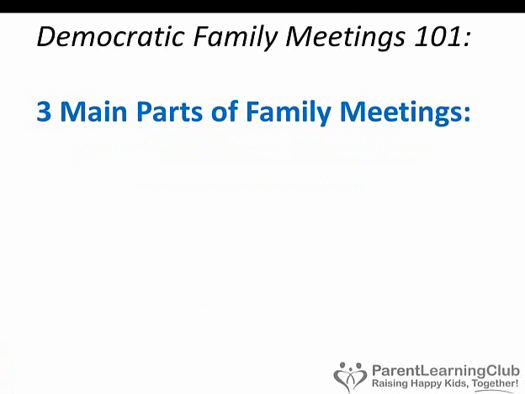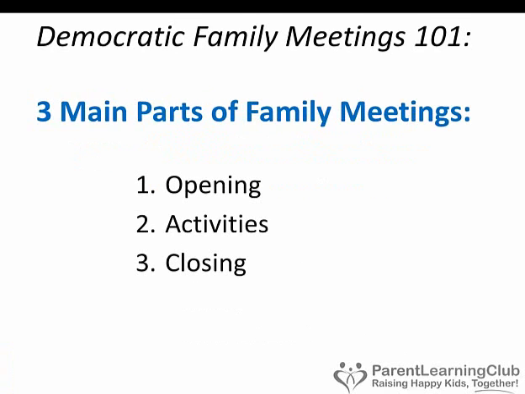So there are 3 main parts to setting up successful democratic family meetings. The first is the opening, then we have the activities, which is the main period. The most time is spent in the second stage, and then the closing. The idea is we want to make these family meetings almost like a ritual. Beyond this opening, the middle part and the closing, and just focusing on connection as the primary goal, everything else goes. Okay, you can use your own imagination.